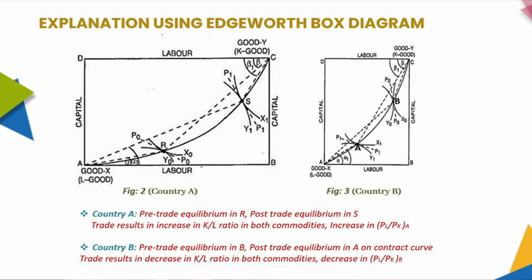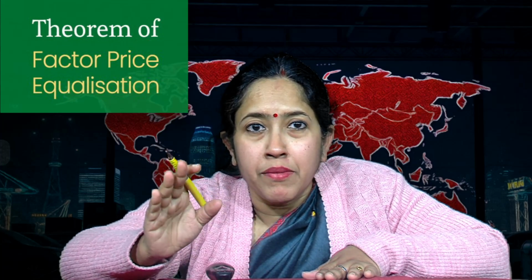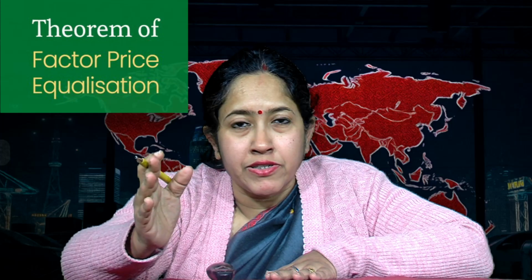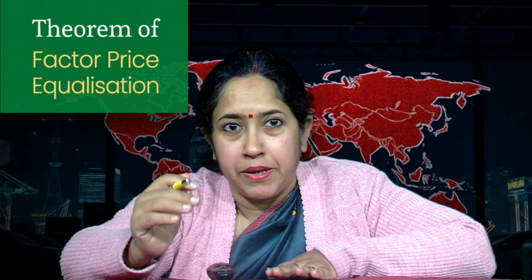Similarly, if we look at the lines P0, P0 and P1, P1, we'll find that the slope changes. P1, P1 is steeper than P0, P0. So what happens is that the commodity price also changes. Finally, the factor price also changes. And finally, there is equilibrium in the factor prices, and that we can understand if we look at figure 3 of country B.